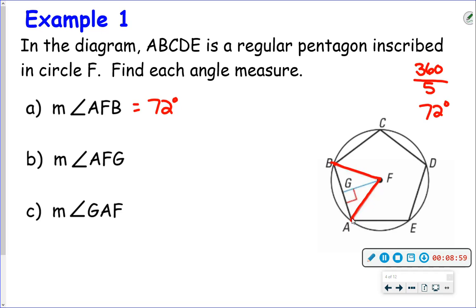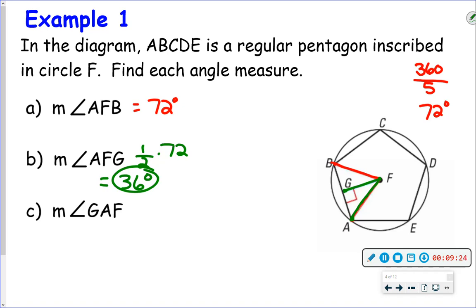Next, B, the measure of AFG. So we're going to need this guy. I'm going to give this away. We need half of the 72. Half of 72 is 36. And clearly, I don't expect you to show work for that. You can just do that in your calculator.